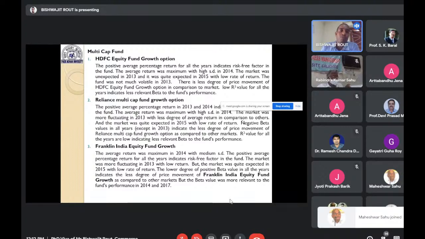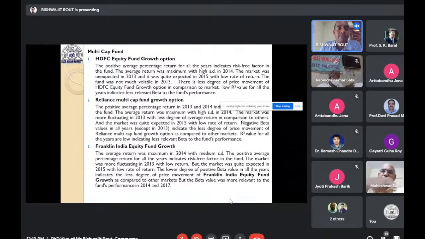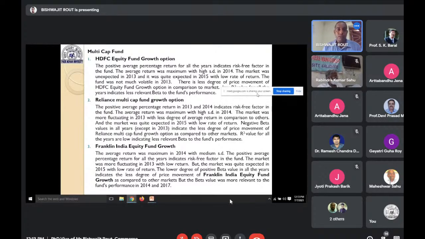The fund was not much volatile in 2013. There is less degree of price movement of the HDFC Equity Fund Growth Option in comparison to capital market. Low R squared value for all the years indicates less relevant beta to the fund performance. So the next fund in this category is Reliance Multi-Cap Fund Growth Option.